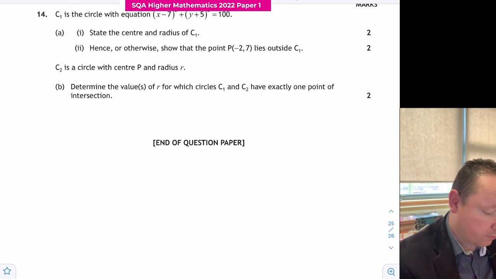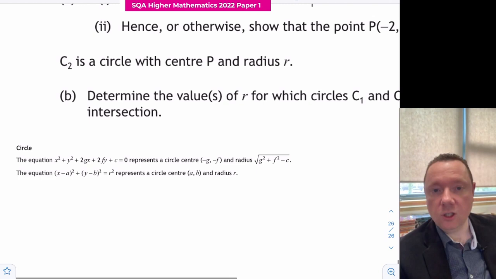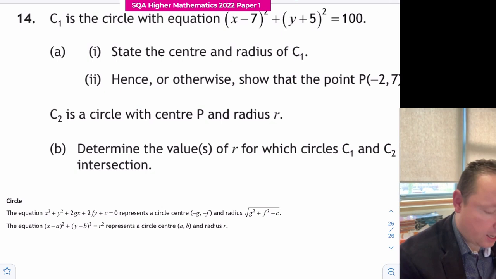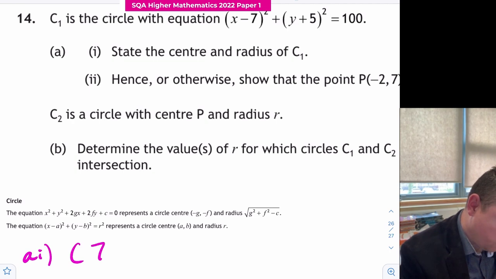Okay, so there's our formula sheet for circles that you didn't have to memorize, although you should probably know it by now, but it tells us the centre quite clearly. We've got (7, minus 5) as our centre for 1 mark. So for part A1, all we had to do is write down (7, minus 5), and that gives us a mark for our centre.